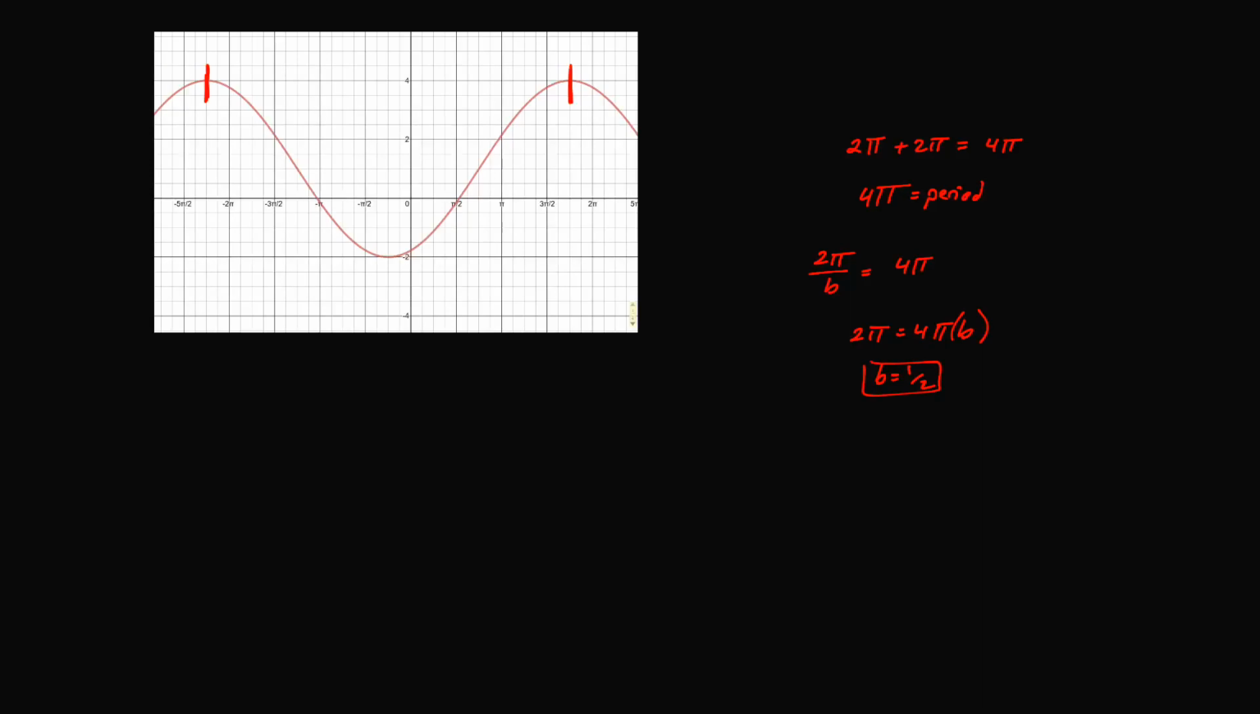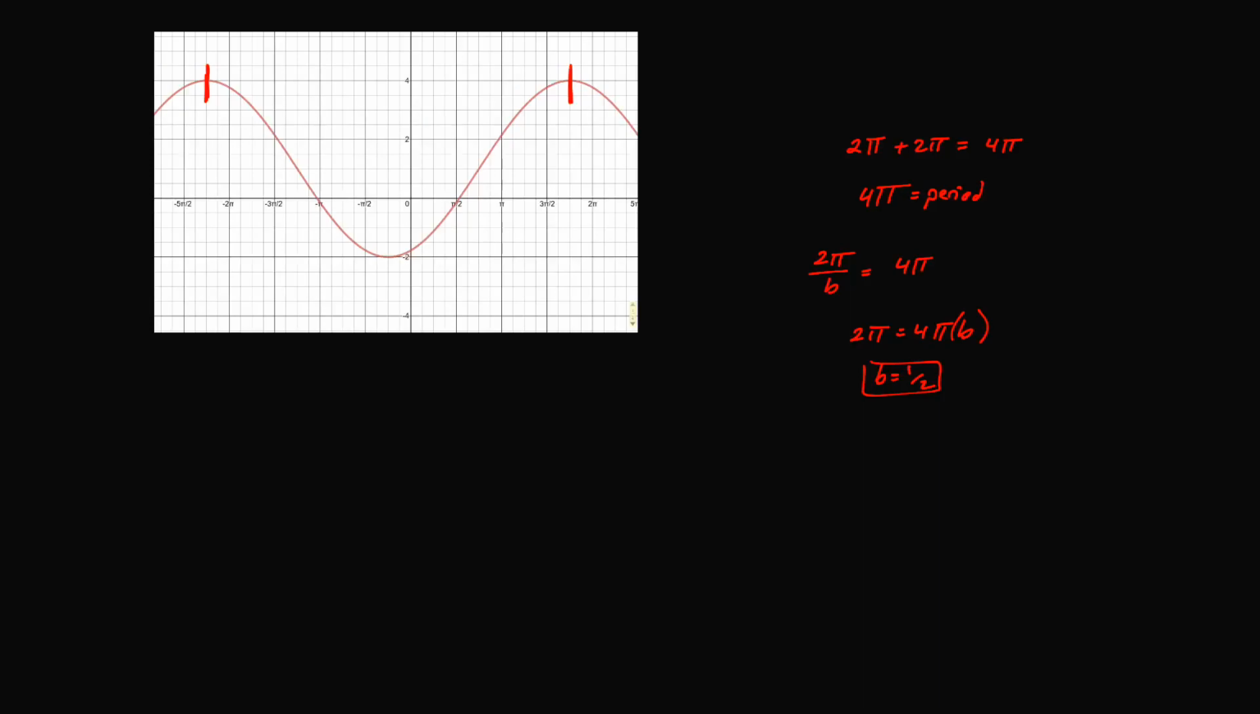Okay? Now, you might note that basically if you have b as a greater number, that means more oscillations per cycle, per what your unit is, the unit circle, so 2 pi. But if you have something less than that, it's a longer cycle. So this makes sense. Okay? So b is equal to 1/2.